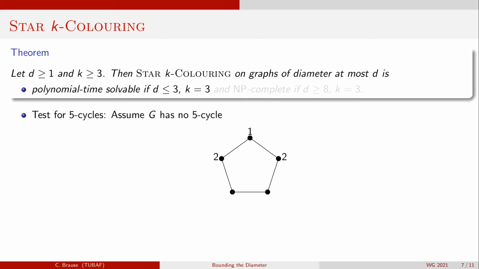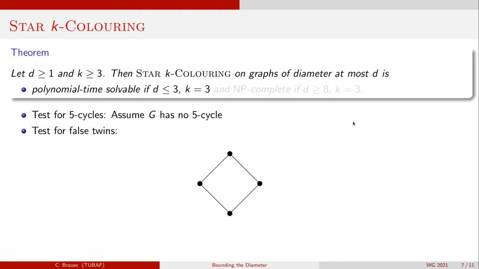So for that reason we test for 5 cycles and assume that G has no 5 cycle. Next we test for false twins. Assume in a star 3-colorable graph there is a 4-cycle. Somewhat similarly to the case where we considered 5 cycles, we find again 2 non-adjacent vertices which receive the same color and which have a neighbor which of course has to receive a different color. As there are no bichromatic four-paths, we find that the last vertex in this cycle has to receive the 3rd color. We now prove that the 2 vertices which receive the same color have degree 2 in our graph.